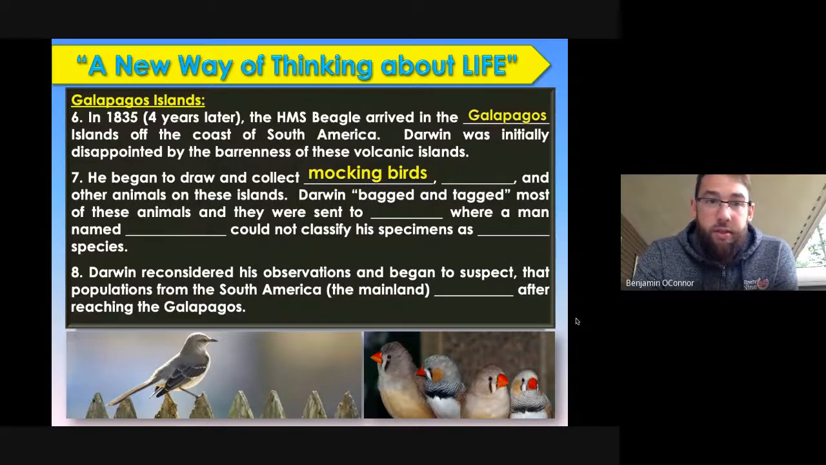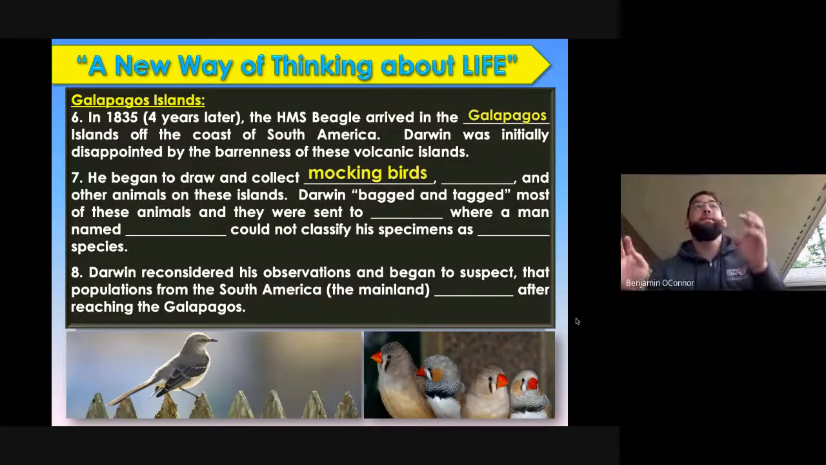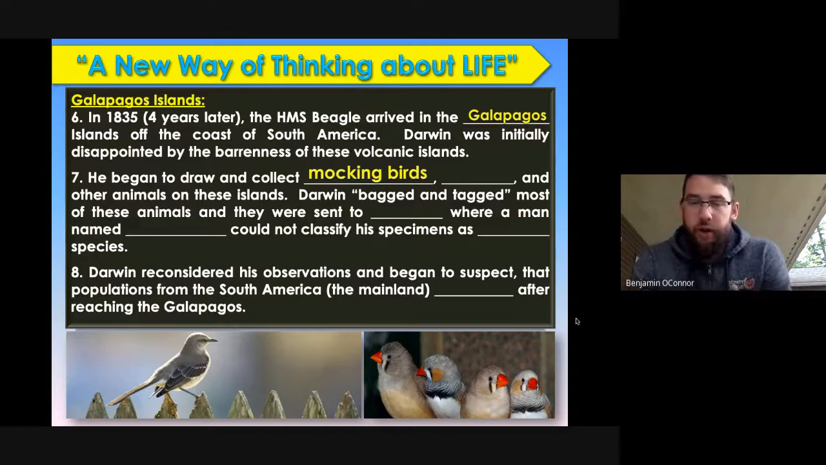And Darwin was initially disappointed by the barrenness of these volcanic islands. But what he's going to later find out is that it being so barren and so sparse, it actually provided almost like a fresh slate of an environment for these birds to go through a process that we're going to call speciation, which is new species coming from a common ancestor.